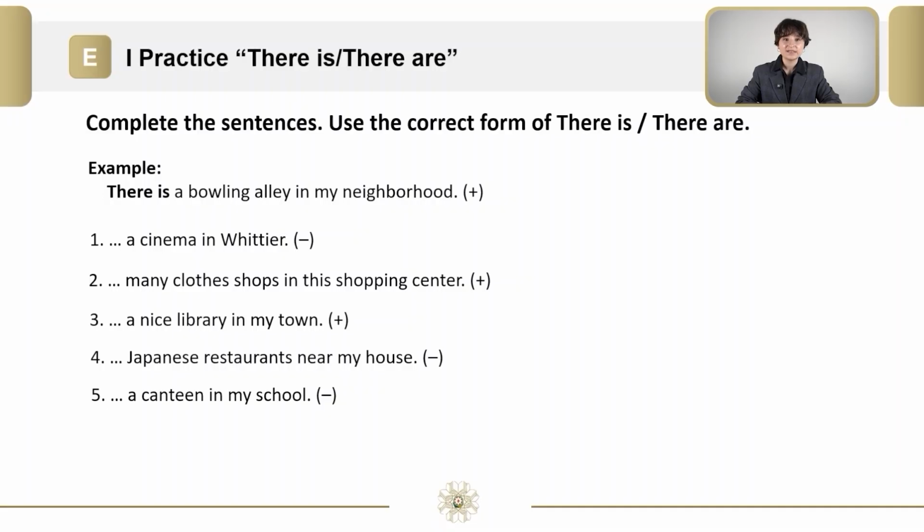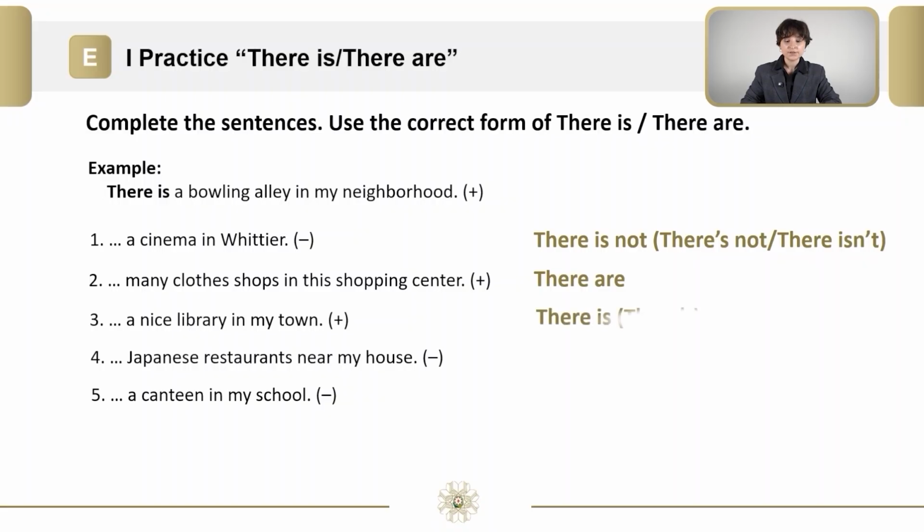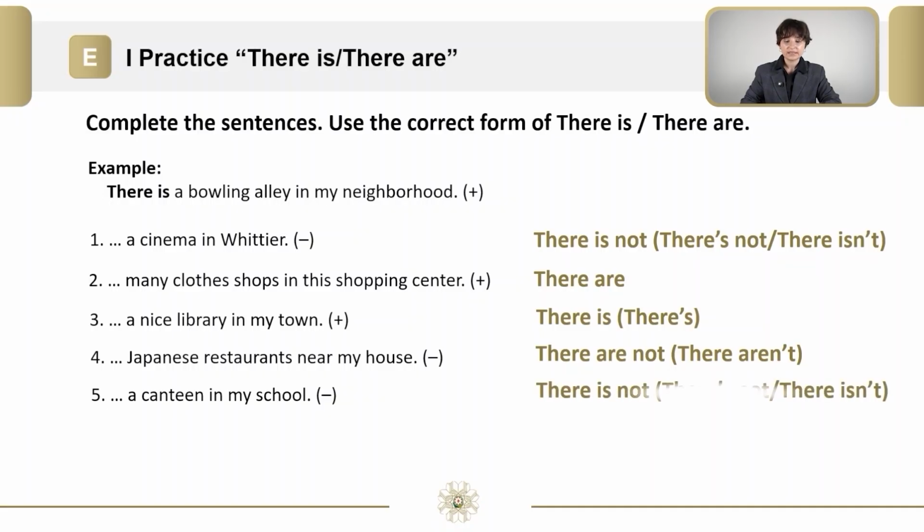Welcome back. Now it is time to check your answers. The first sentence is: There is not, or the short form there isn't, a cinema in Whittier. The second sentence would be: There are many clothes shops in the shopping center. The third sentence is: There is, or there's, a nice library in my town. The fourth sentence: There are not, there aren't, any Japanese restaurants near my house. In the last sentence: There is not, or there isn't, a canteen in my school.